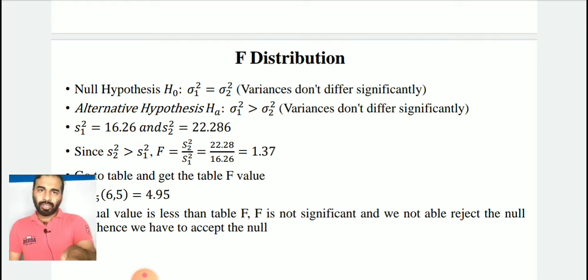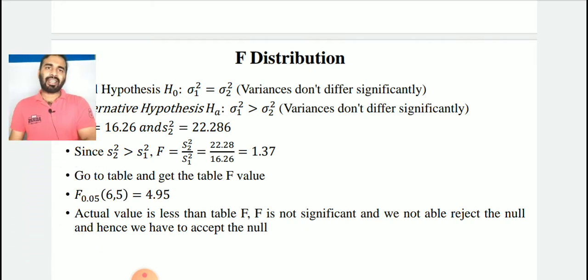Okay, so as I told you, we have to check which variance is larger. Here we know that S2, the standard deviation of the second sample, is larger than the first sample. So in the numerator S2 will appear. It will be 22.28 divided by 16.26, which is 1.37. This is what we call the test statistic value of the F test, or F value, is 1.37.